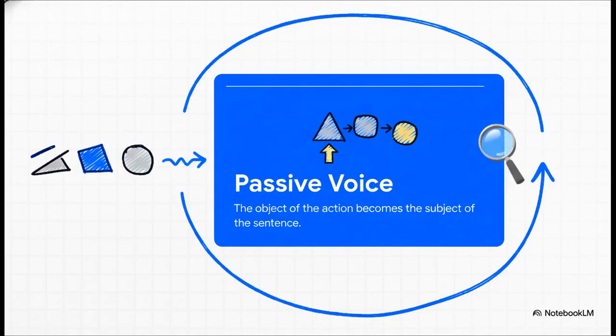So how does this thing work? Basically, in the passive voice, you're shuffling the sentence around. The object, the thing that was just sitting there receiving the action, suddenly gets a promotion. It moves right to the front of the line and becomes the new subject. So the whole focus flips from who's doing it to what's being done.